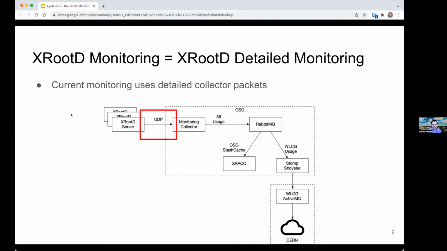And our XRootD monitoring uses the detailed monitoring, if you look up the XRootD documentation. This is the flow of data through the monitoring pipeline. As it currently stood before the shoveler was developed, the XRootD servers would send UDP packets directly to the monitoring collector, which would then use a message bus to send it, depending on if the usage was OSG, stash cache usage, or OSDF, or if it was WLCG usage, because we use the same monitoring pipeline, so we just split.